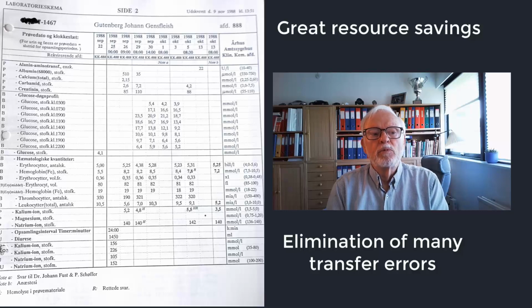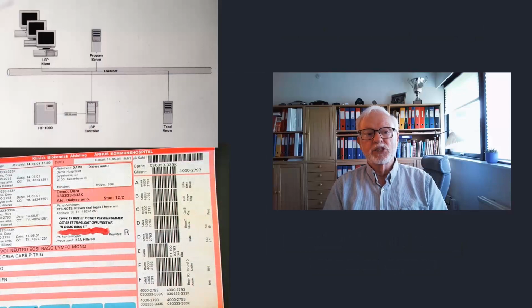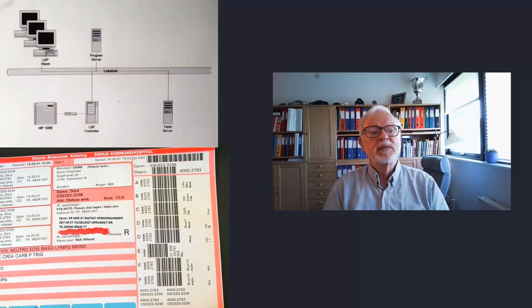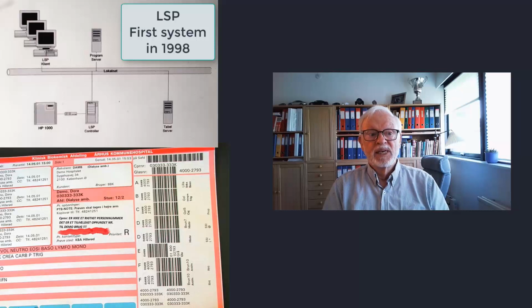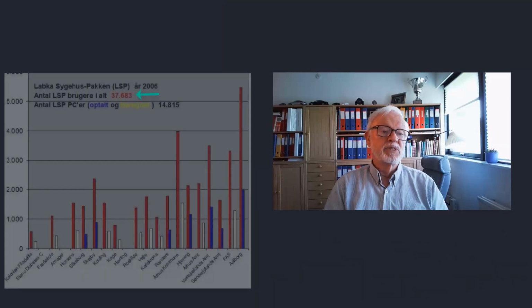The next step with the HP 1000 was to connect the clinical department PCs, terminals, to the HP 1000 Labka system. It was called the Labka Hospital Package, or LSP. That was in 1998. There were about 2,000 PCs connected to a single HP 1000 with 4,500 users. In all, 37,000 users in total, as you can see here.